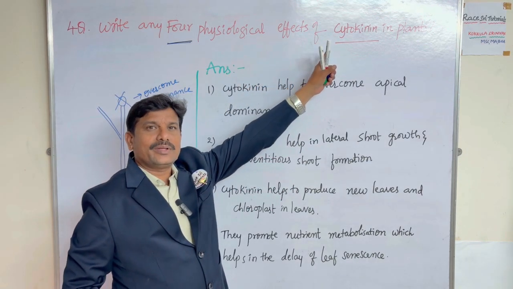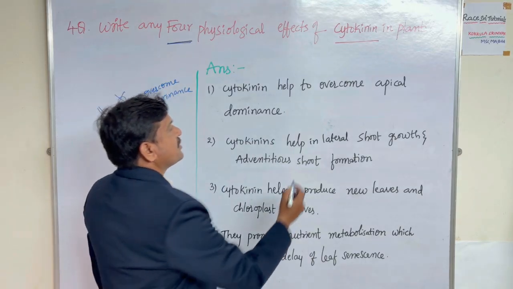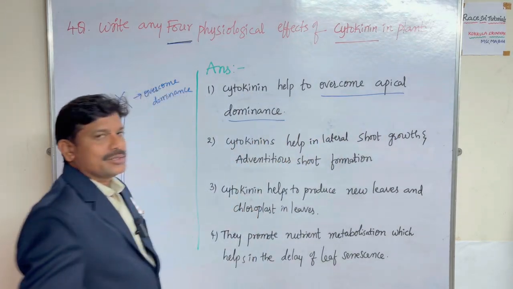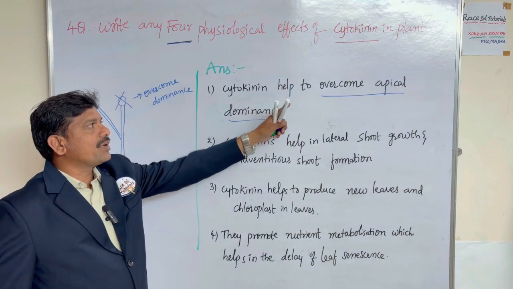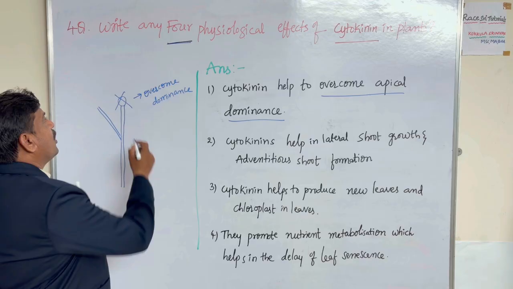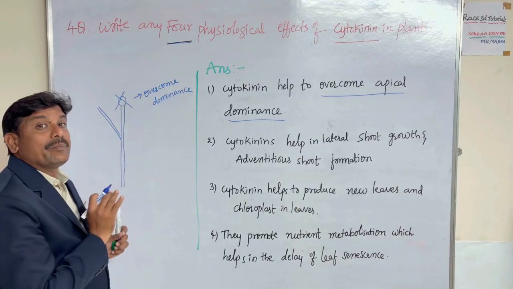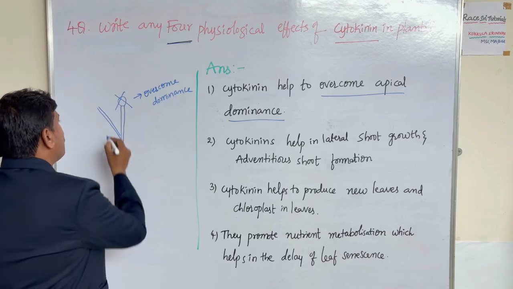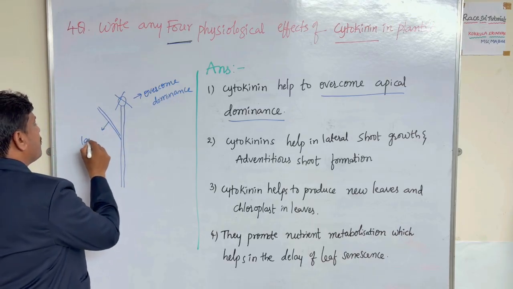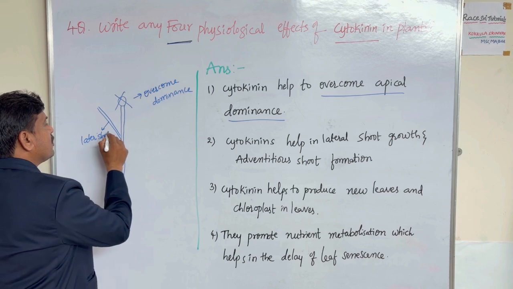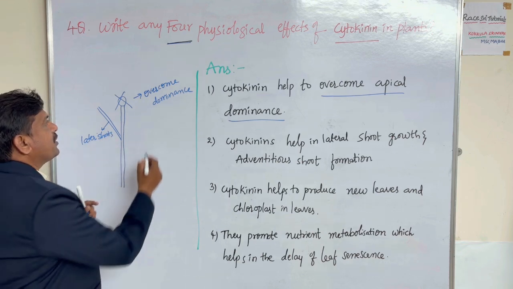First point: cytokinin helps to overcome apical dominance. I think you are catching this, no? We don't need the apical bud, only showing growth of the lateral buds, or lateral shoots. Right, this is the first point.